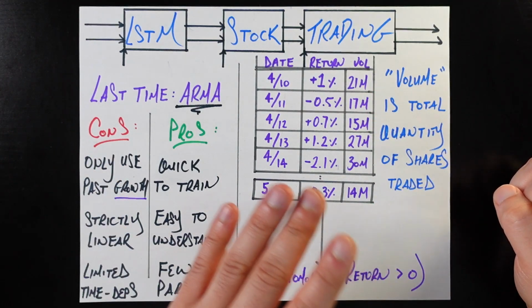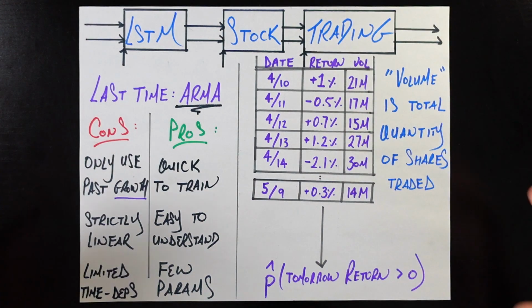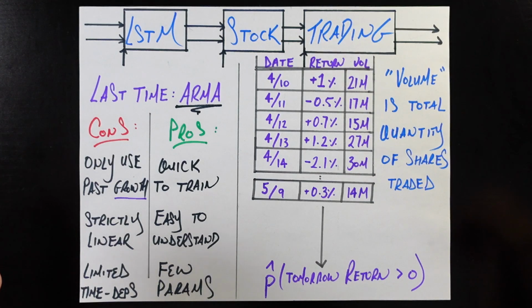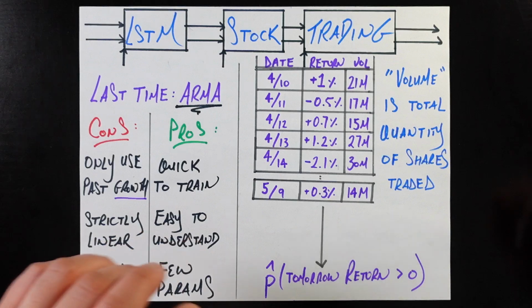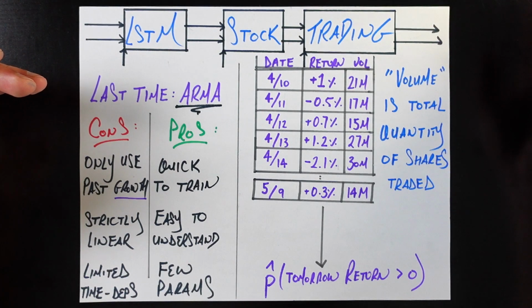So as a recap, before we get to the LSTM model, let's talk about why we are shifting over to the LSTM model. There always should be a motivation, a driving factor for why we're doing what we're doing. In the last video, we saw what happened if we used an ARMA, an autoregressive moving average model, in order to buy and sell stocks on each day of the week.